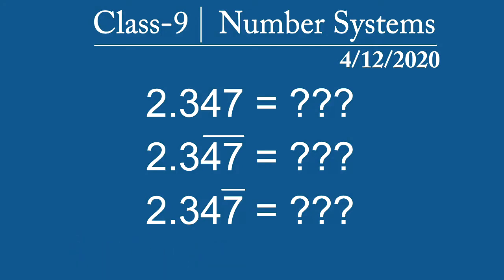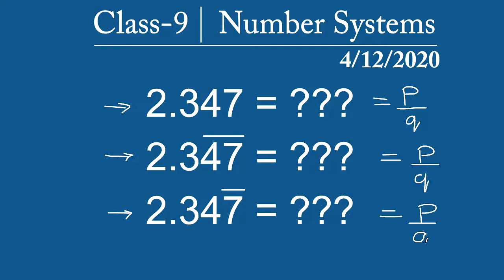We are discussing number systems. In today's video, we are going to learn how to express each of these three decimal numbers in the form of a rational number, that is, in the form of P by Q. Each of these numbers we want to write in the form of P by Q, where P and Q are integers and Q is not equal to 0. So let's find out how we actually solve a question like this.